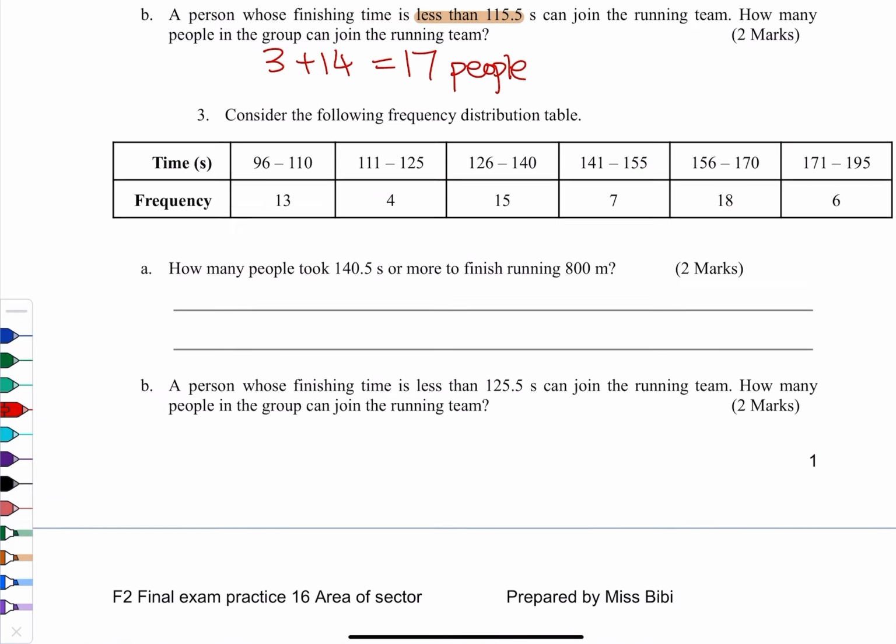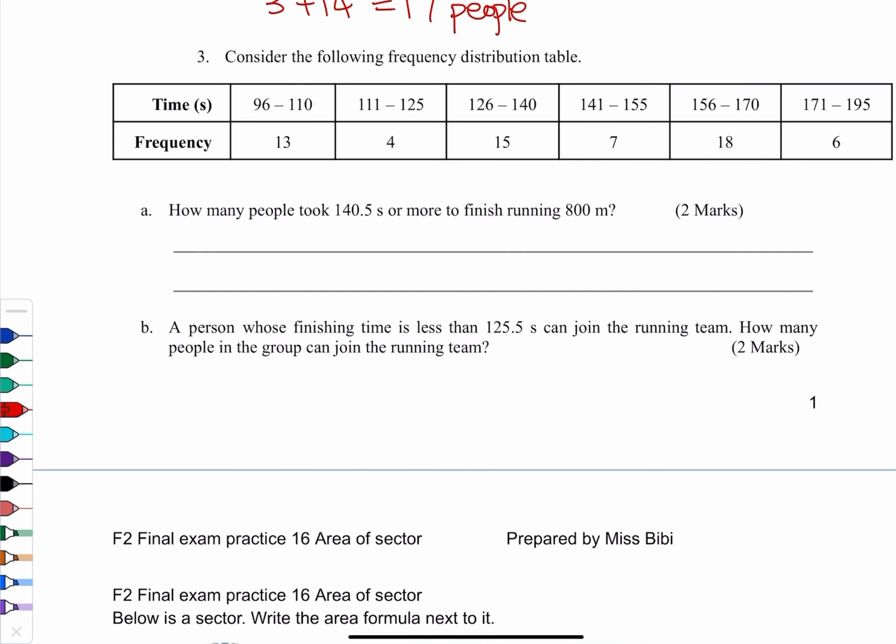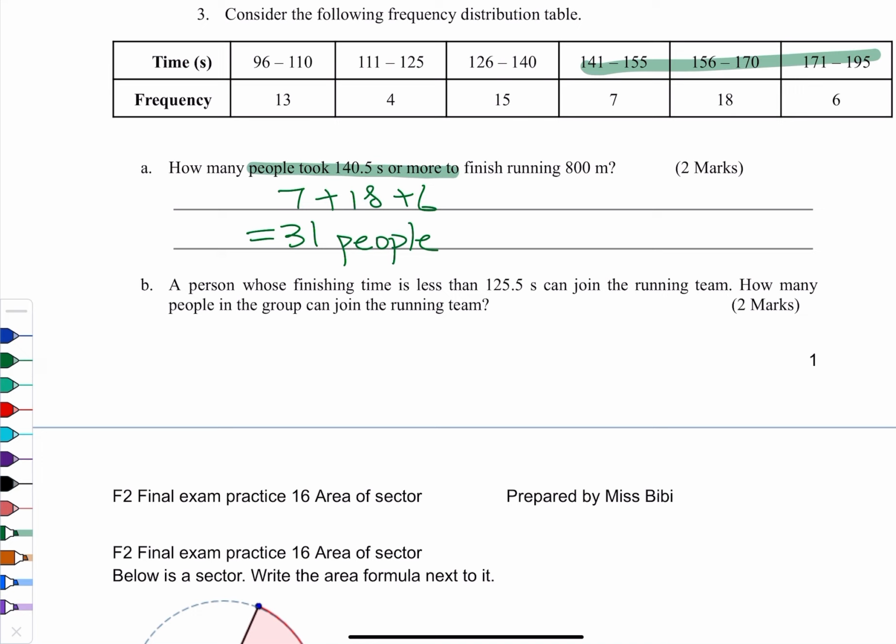Very easy, right? And then next we have is again how many people took 140.5 seconds or more. So these. So we have 7 plus 18 plus 6, you can get your answer as 31 people. And then next question is again the same thing, less than this. We have these two. So 13 plus 4 equals to 17 people. Remember to write the people.